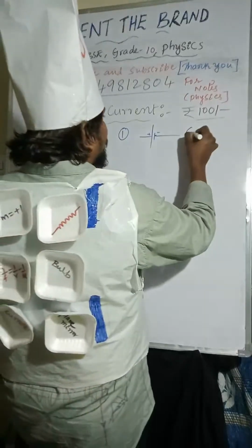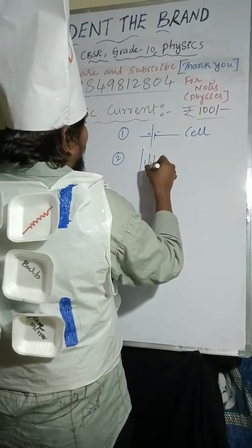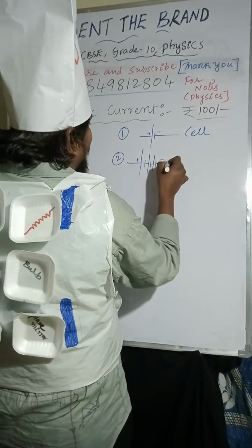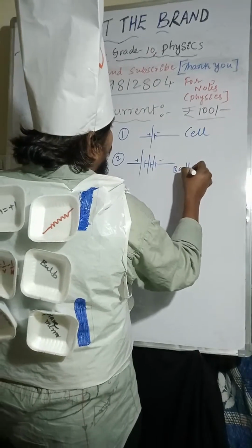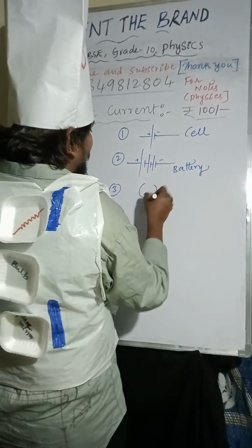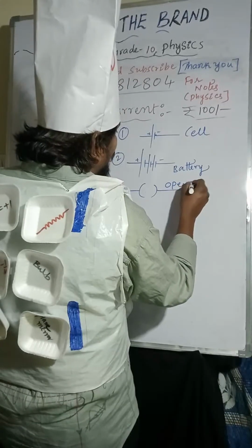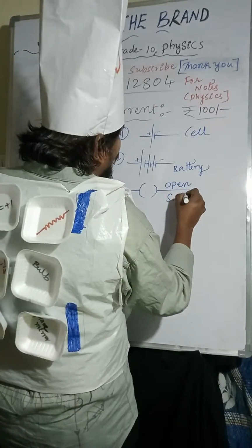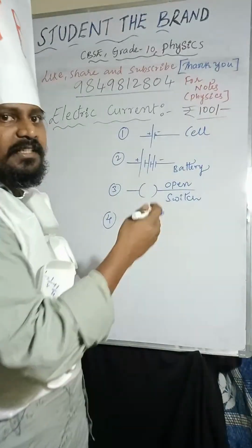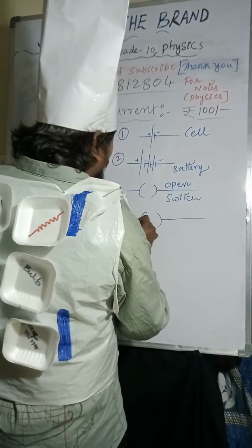Next one: two or more cells together is called a battery. Third one is an open switch. This is an open switch. Fourth one is a closed switch. Here is the open switch, and next is the closed switch.